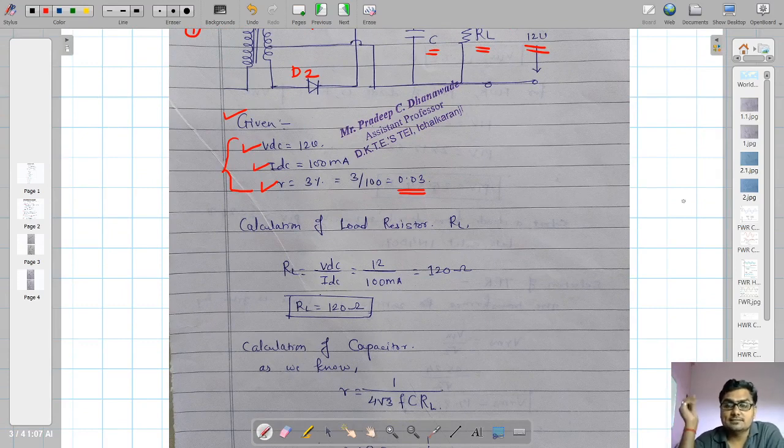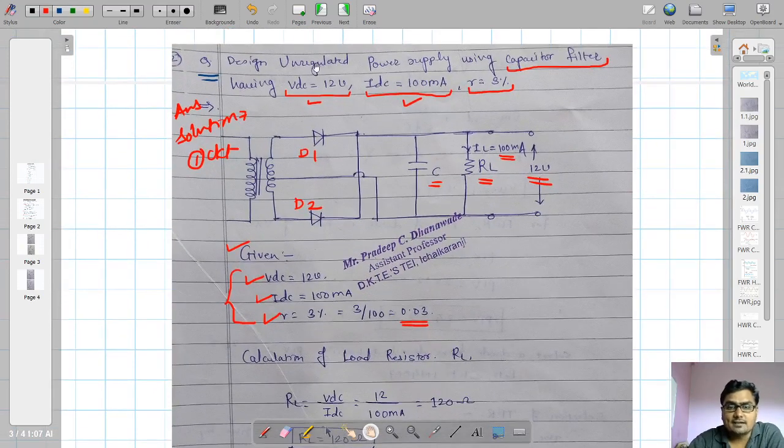So starting with the actual design means what? First we need to understand what you mean by designing something. See, the statement is: design an unregulated power supply. So what do you mean by designing a circuit? Designing a circuit means calculating the value and ratings of the components which are used in the circuit.